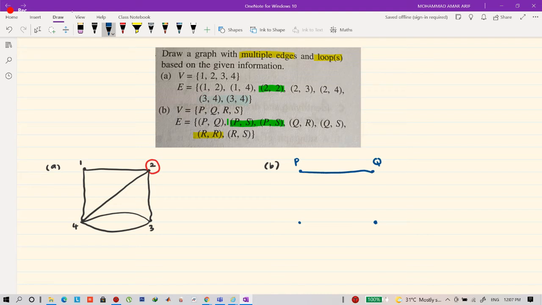but then the second coordinate has PS, PS. So this is multiple edges. So I can put S here. So I can put S here, but it will look strange. So PS, so here is PS. Okay, then QR, Q to R. So here I put R. So Q goes to S, Q goes to S, and then R goes to R. So for the loop we draw a circle, and then R goes to S.